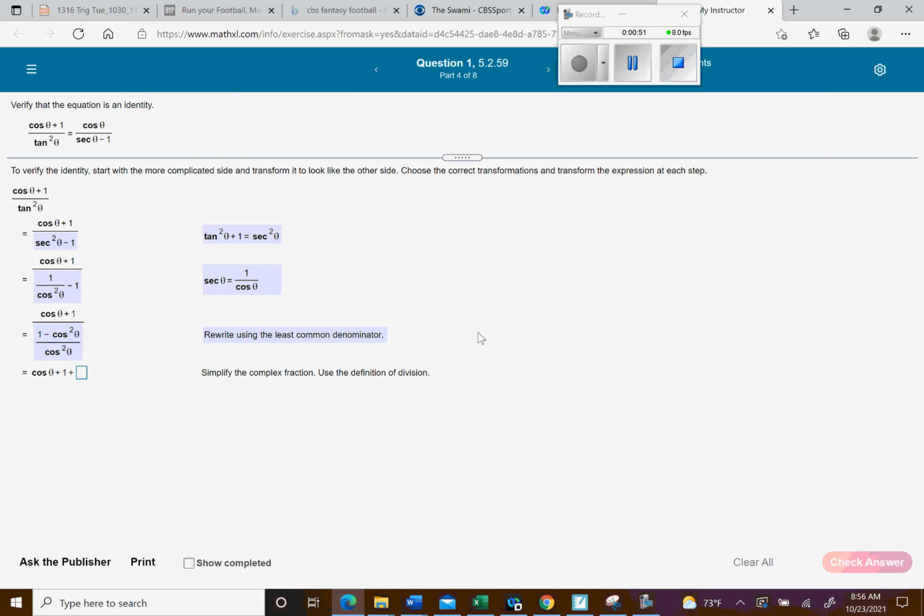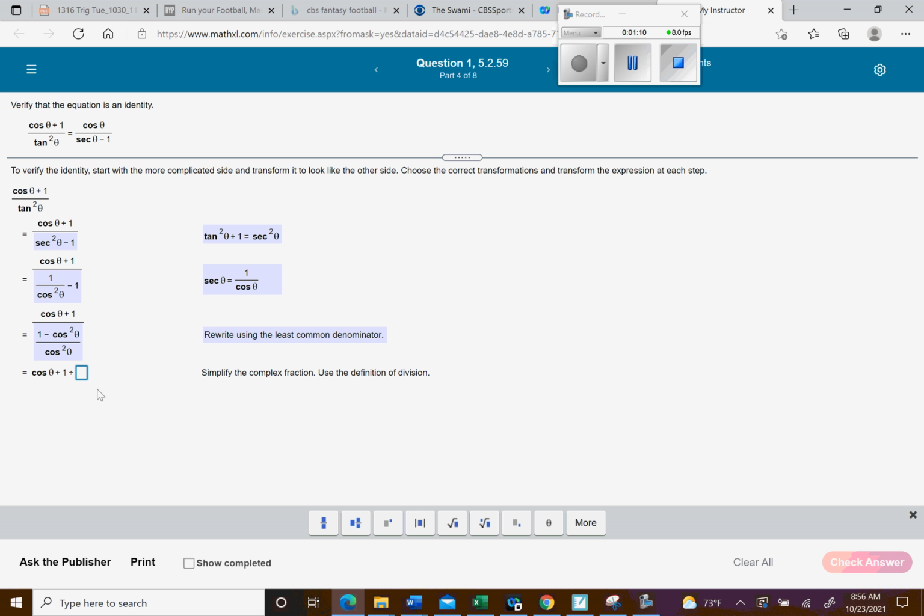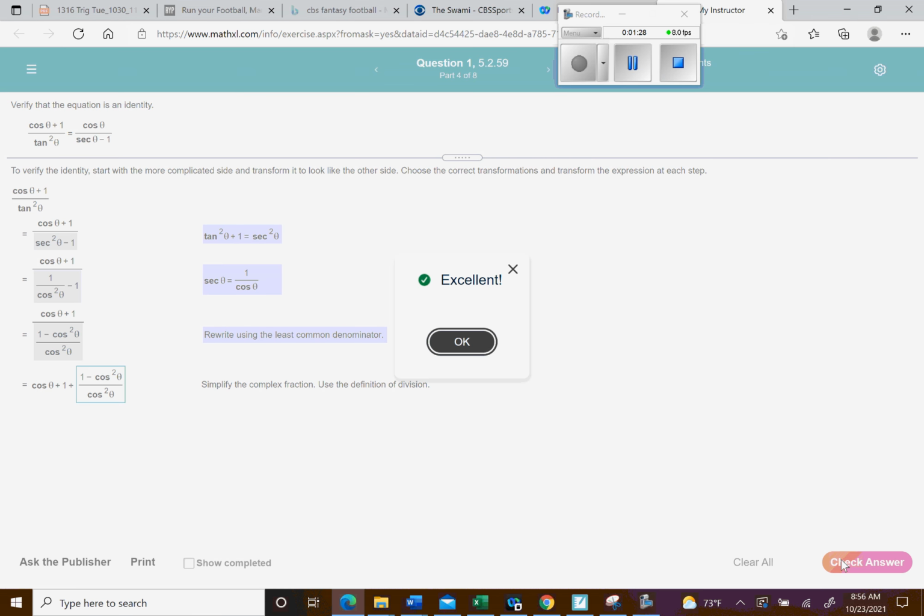There we go. Okay, so our next step is they're telling me what they want me to do, which is basically the keep change flip. First they want us to write it in a horizontal format, so they're just changing it from line division to using the division symbol. I'm just going to rewrite exactly what I already have: 1 minus cosine of theta squared, and in the denominator spot we'll also have that cosine of theta squared. We'll go ahead and check that.